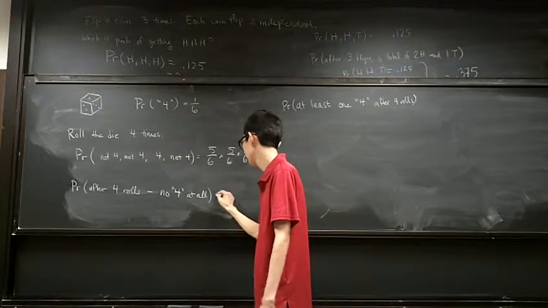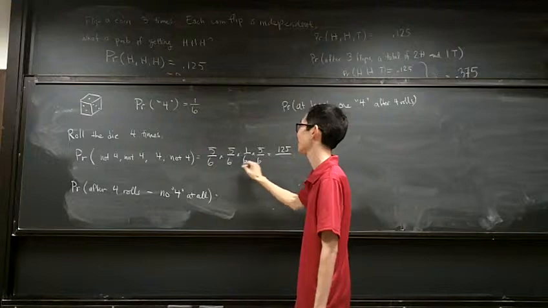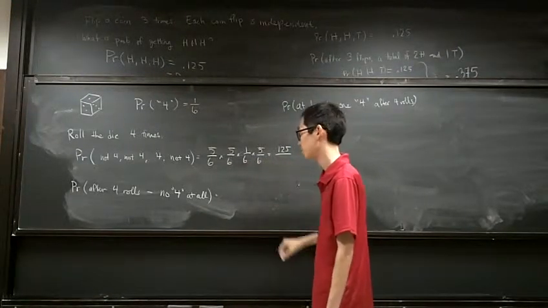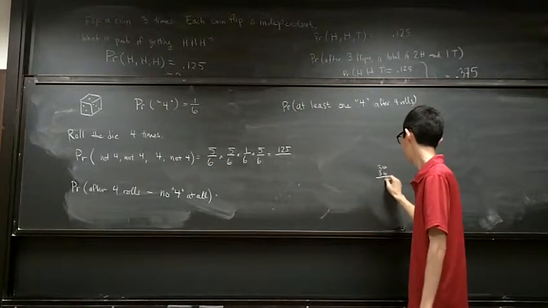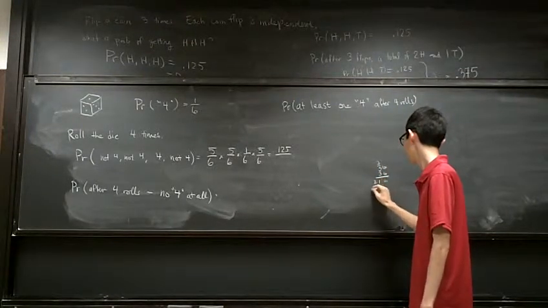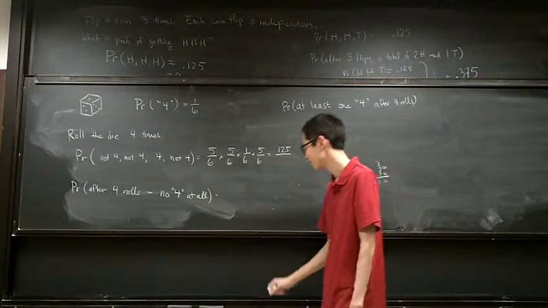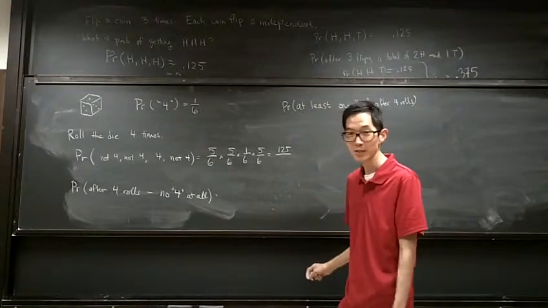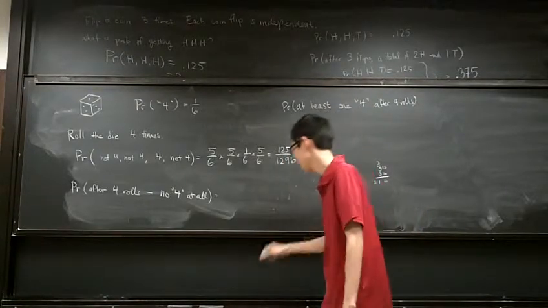Okay, so that's some number I don't even want to bother. 125 over 36 times 36. I don't know what 36 squared is. It's too hard. Okay. 1296. Great. Thank you.